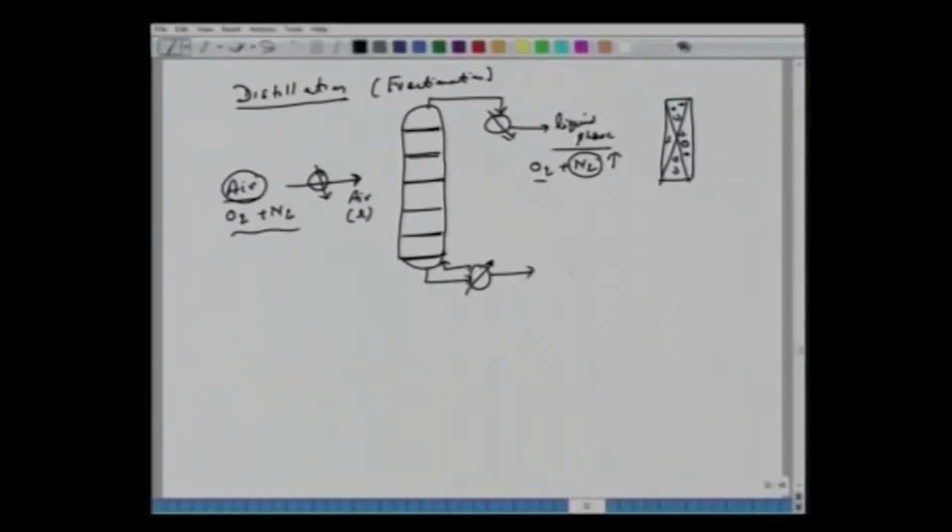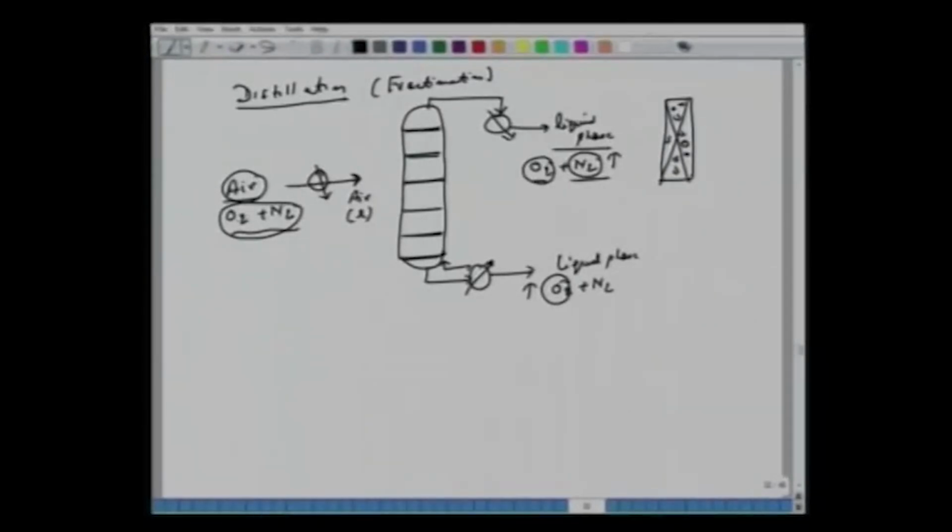We also have a bottom product, which is also liquid, and this will also contain oxygen plus nitrogen, but it's possible here that this is oxygen rich. So we are talking of again separations. We want to separate oxygen from nitrogen. We are producing nitrogen in which oxygen is an impurity.